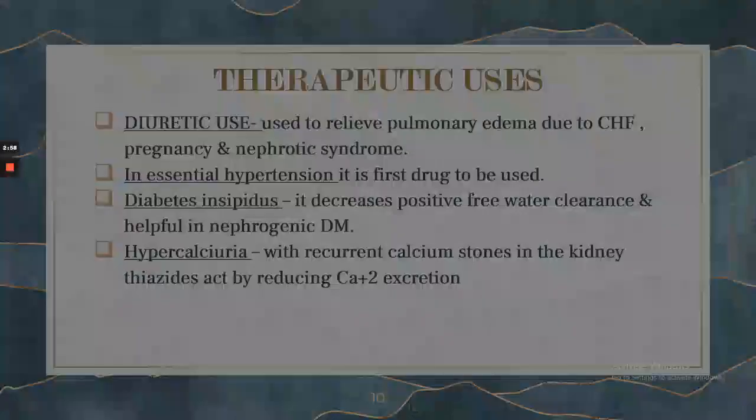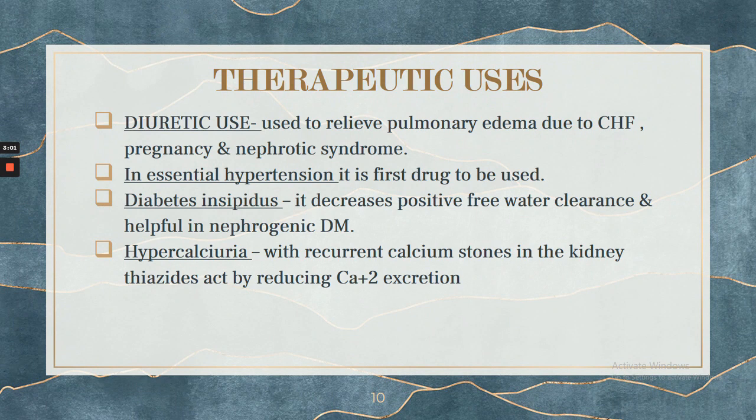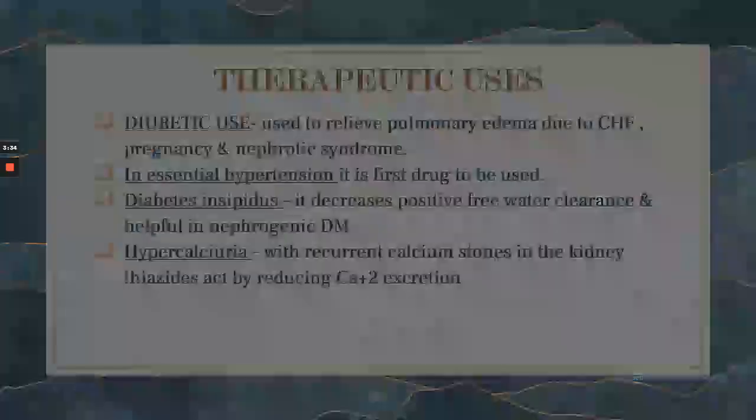Moving forward, its therapeutic uses. It has diuretic use to relieve the pulmonary edema due to CHF, pregnancy, and nephrotic syndrome. It is also used in essential hypertension. It is the first choice of drug. Diabetes insipidus, hypercalciuria with recurrent calcium stones in the kidney, where thiazides act by reducing the calcium excretion. We will see the mechanism in the slides under the mechanism of action.